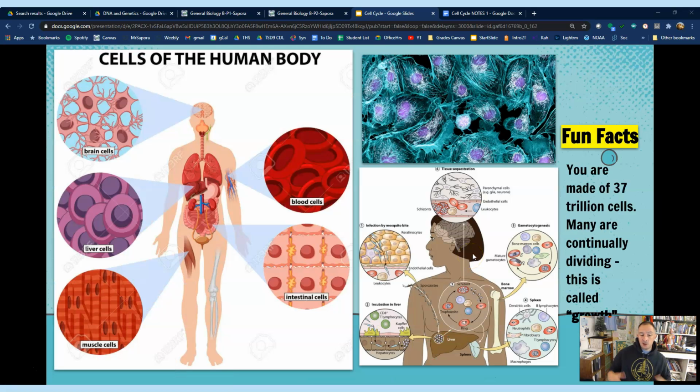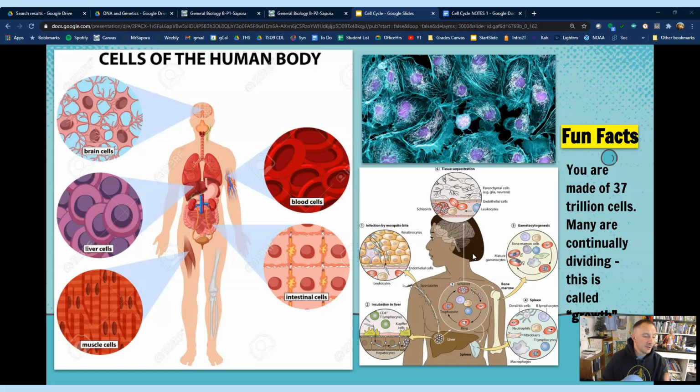So fun fact, you're made up of 37 trillion cells, the average human is. And many of our cells are continually growing and dividing, and this is a process called growth, right? Growth is your cells getting bigger, but then it's also them multiplying and dividing, because cells can only get so big, and we'll talk about that. And you're made up of all kinds of different cells, too. There's hundreds of different cell types in the human body alone, and many, many different types of tissues.